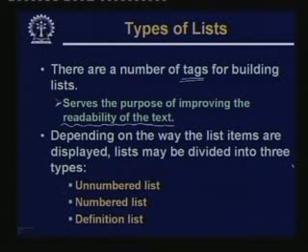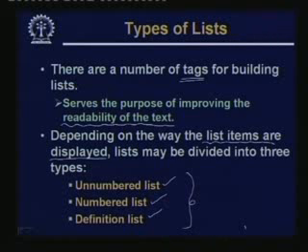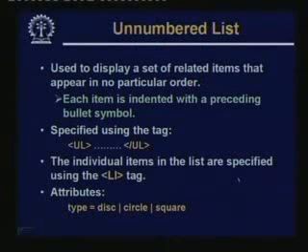Now, there are several different kinds of lists which are supported, and these lists will vary depending on the way how the so called list items are displayed. So, you can have a distinction between unnumbered lists, numbered list and definition list. These are broadly the three different kinds of lists that are supported by HTML. Now, we shall be looking at these different types of lists one by one and how we can create lists using them. First, we talk about unnumbered list.